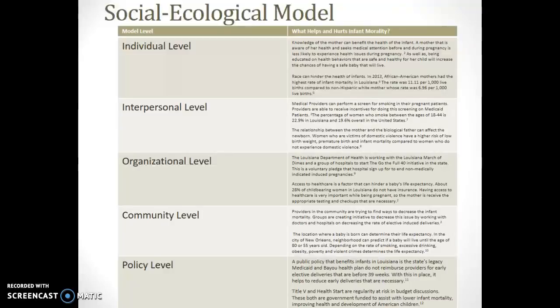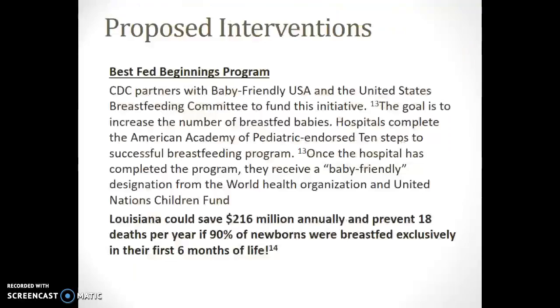On the policy level, a public policy that benefits infants in Louisiana is the state's legacy Medicaid and Bayou Health plan, which does not reimburse providers for early elective deliveries that are before 39 weeks. Title V and Healthy Start are regularly at risk in budget discussions. These are both government funded to assist with lowering infant mortality, improving health and development of American children.